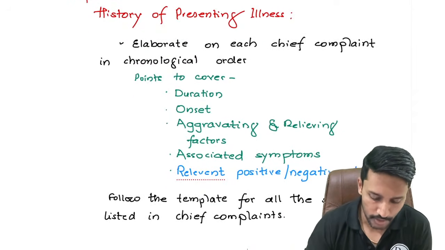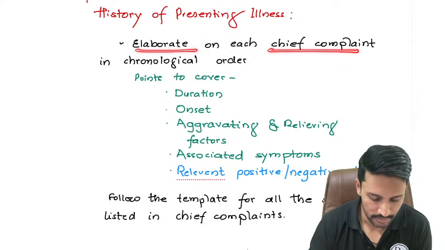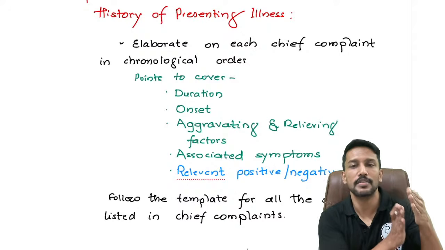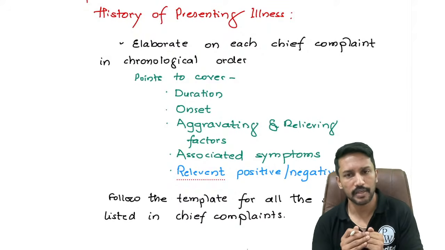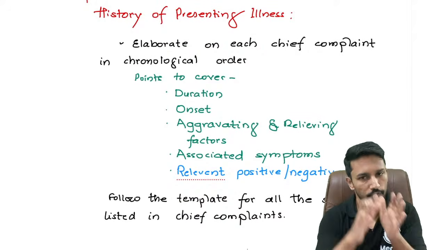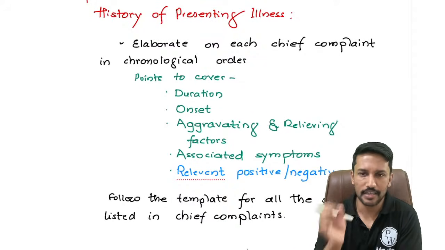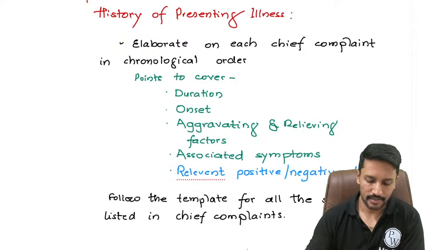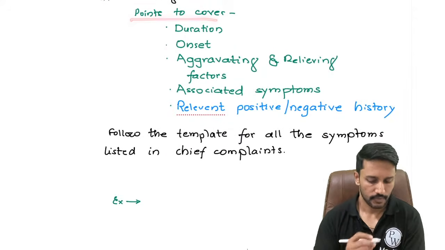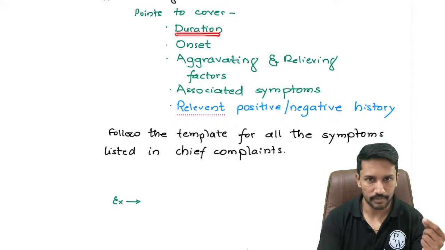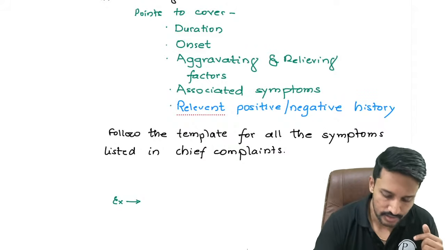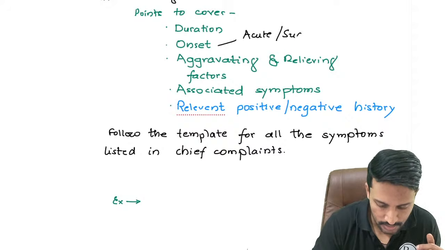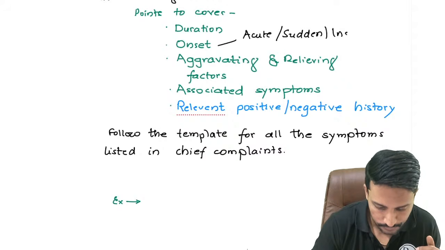Okay. So when we are elaborating each chief complaint, again, we should follow the chronological order. The first complaint that I will discuss will be the first chief complaint. The next complaint I will be discussing is the next chief complaint. So we will elaborate the details of each complaint in chronological order, right? Whatever complaint I'm addressing, there are some points to cover. That includes the duration of the symptom and the onset of the symptom. Onset is whether it is acute or sudden onset, or is it insidious in onset.